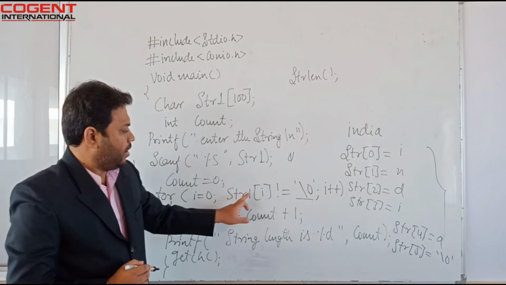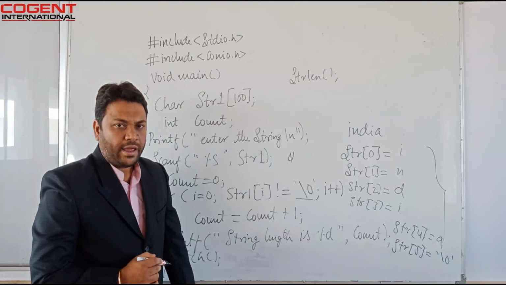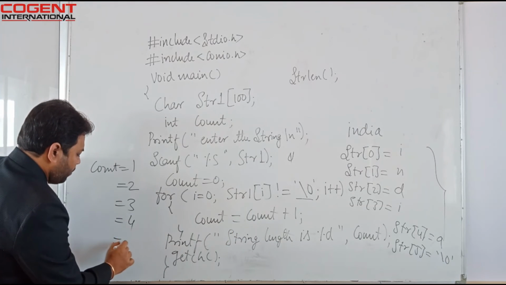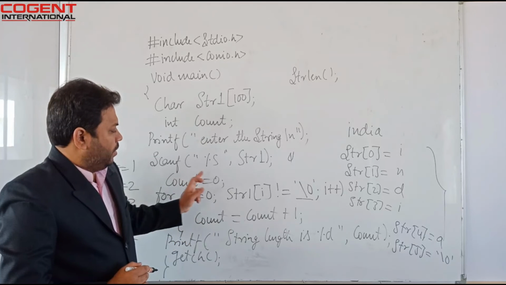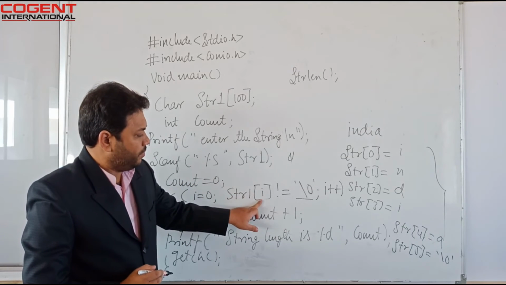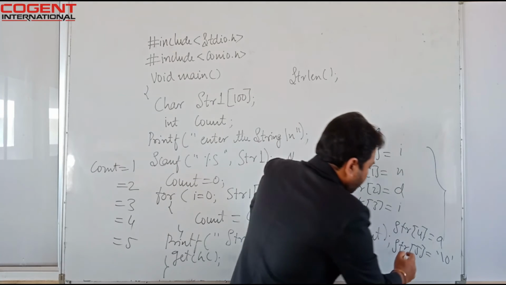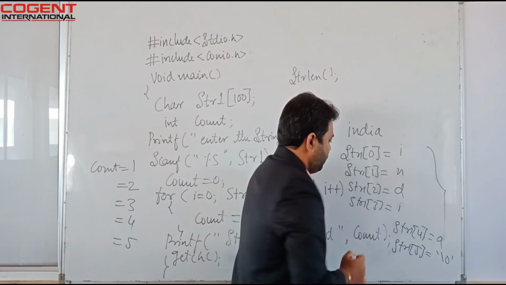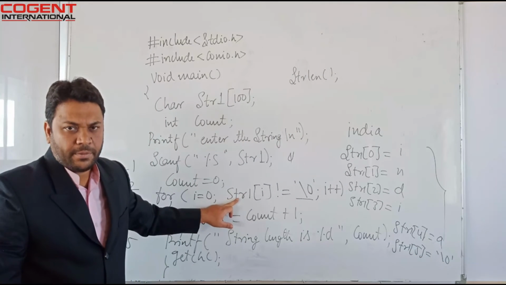So string 1 of 4 is not equal to null character. Yes, it is a here. Then the condition satisfied. Increment the value of count to 5, right? Now the I value is incremented to 5 here. So string 1 of 5 not equal to null character. But string 1 of 5 is what? Null character here. Now the condition becomes false here, right?